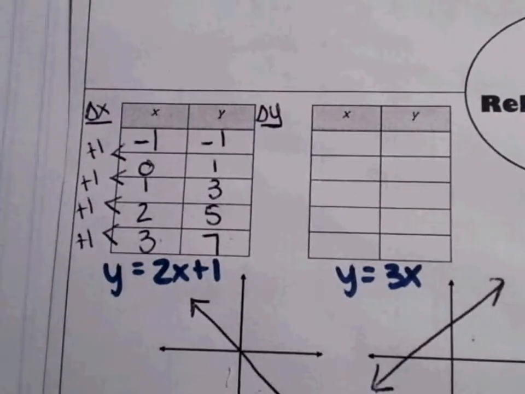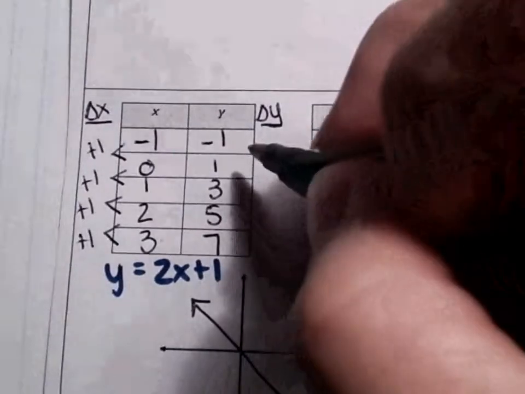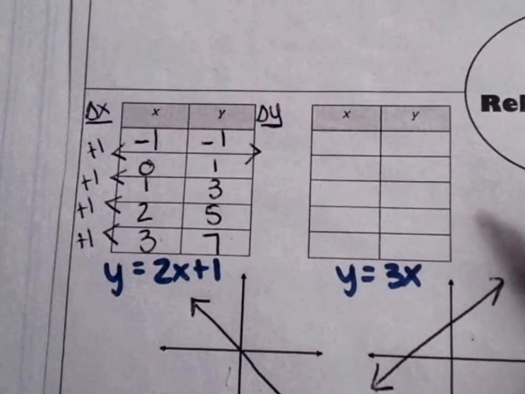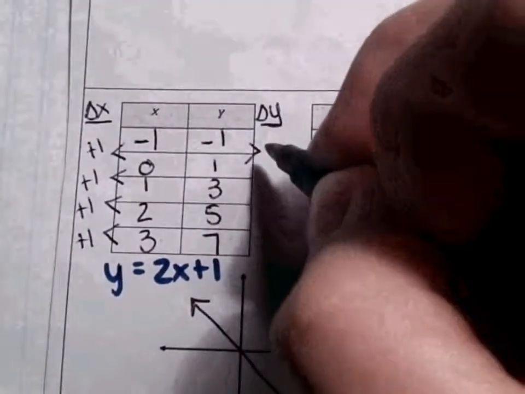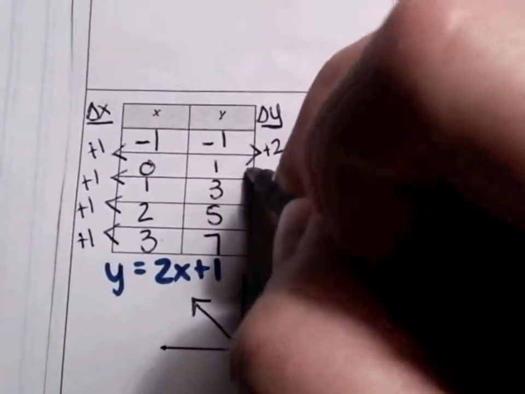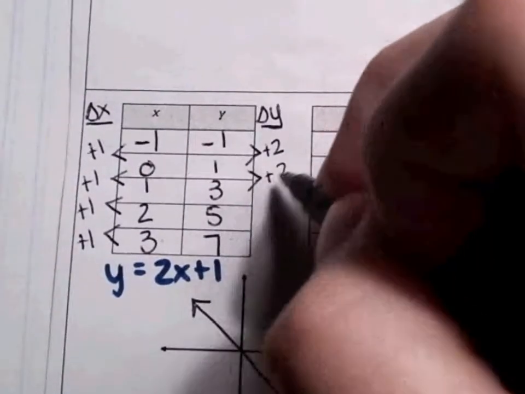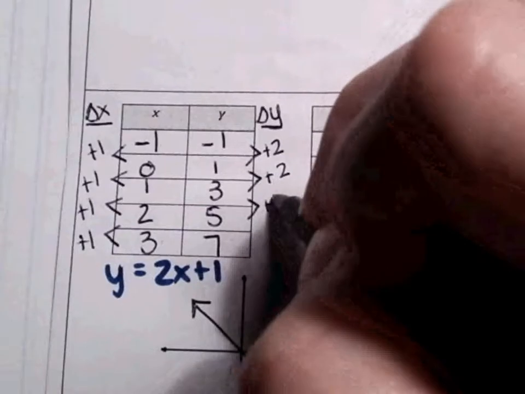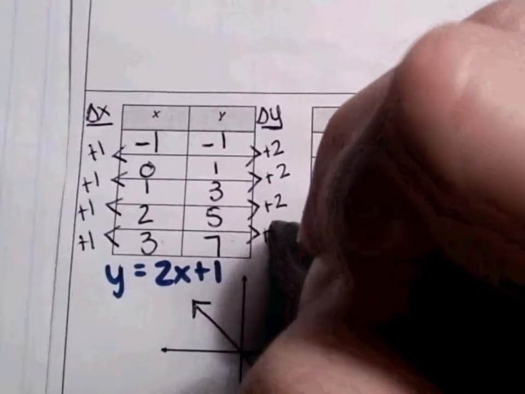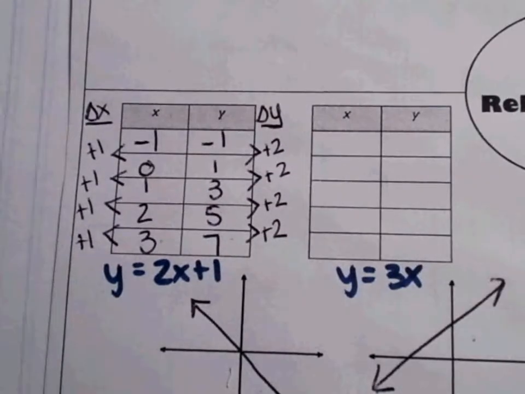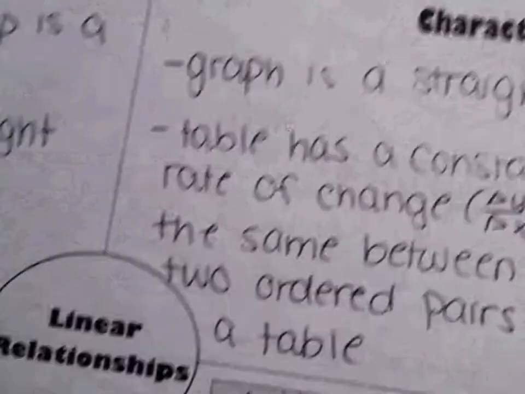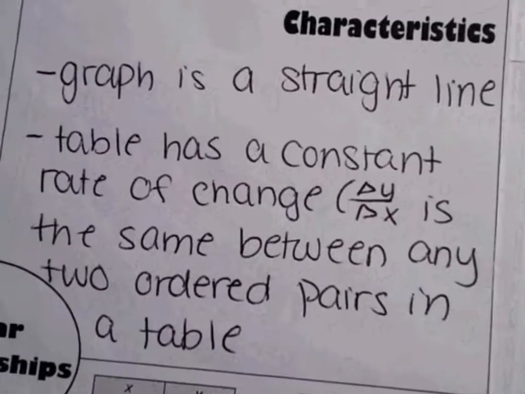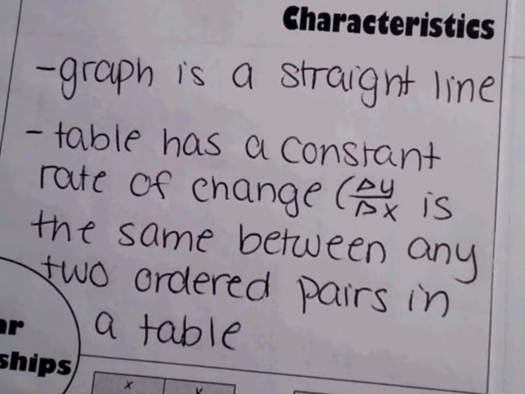Now, when I go over here to delta y, my change in y, I'm going from -1 to +1. I know in this situation that I'm adding 2. If I'm going from 1 to 3, I am adding 2. From 3 to 5, I'm adding 2. And of course 5 to 7, I'm adding 2 as well. Now, in order to test this theory out, I need to see if my change in y divided by my change in x is the same between the two ordered pairs.